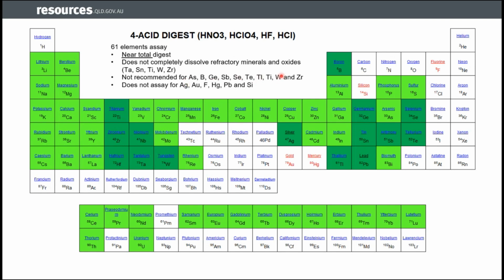And it cannot dissolve refractory minerals and oxides, things like tin, tungsten, tantalum, titanium, zircons, etc. It is also not suitable for volatile elements, like arsenic, boron, etc. And so it has limitations on its own. And it doesn't say gold, silver, the fluorine, etc. in that group, in the volatile group as well.